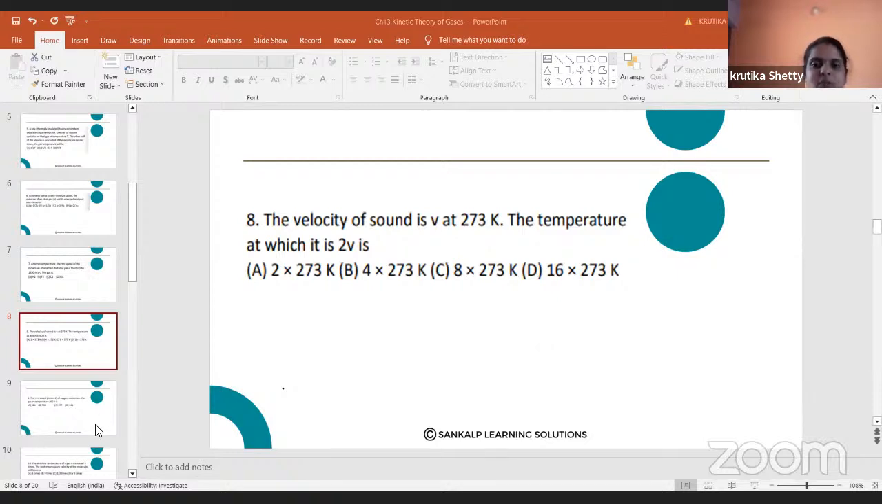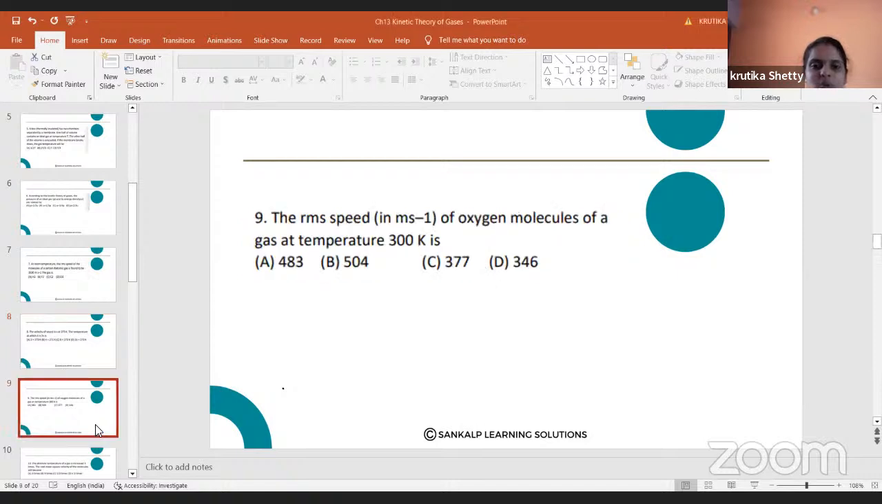The RMS speed of oxygen molecule of a gas at room temperature 300 Kelvin is. So they are asking you the RMS speed. This one you can calculate directly. You know the formula. You can do this one. 483. Yes, correct. So here it is 483.